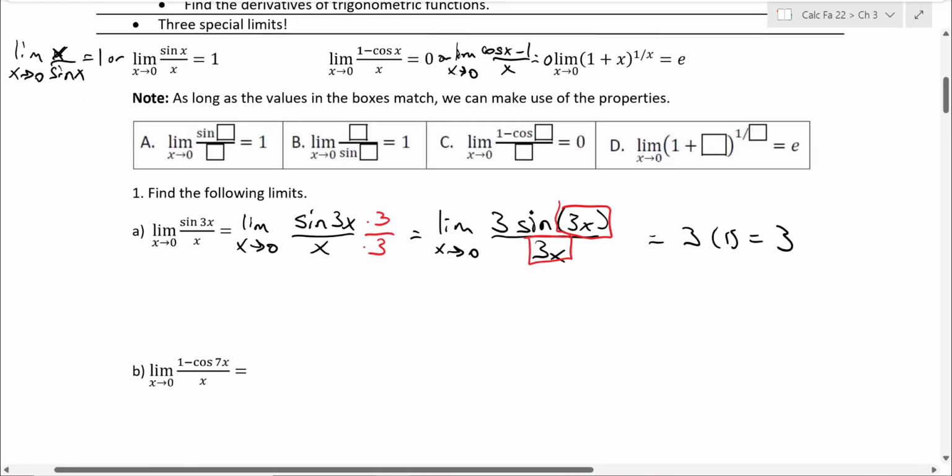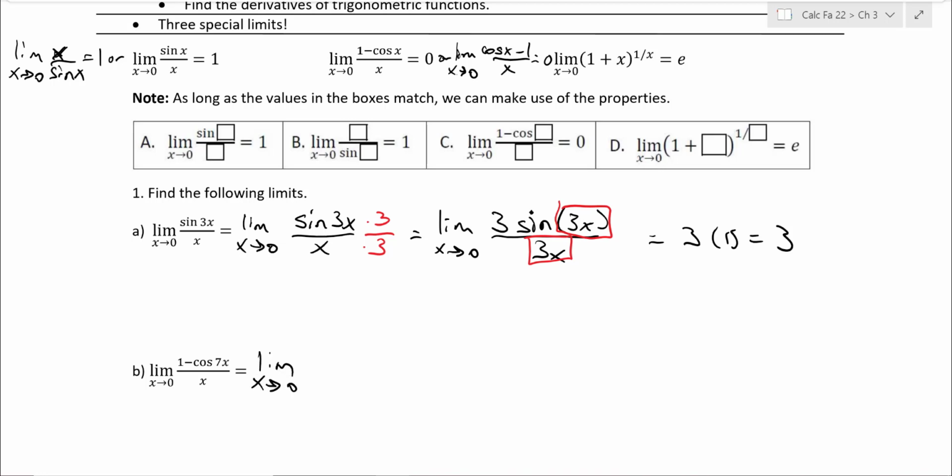So here we've got one that looks almost exactly like our second limit, but we've got a 7x in the argument and just an x in the denominator. So we need to introduce a factor of 7 to make the denominator match what's in the argument of cosine. So we've got limit as x approaches 0, 1 minus cosine x over x, and we're going to multiply by 7 over 7. Right, we're working with fractions, so we've got to multiply by the same value in the numerator and denominator to keep that equivalent fraction, right? We're multiplying by 1 every single time.